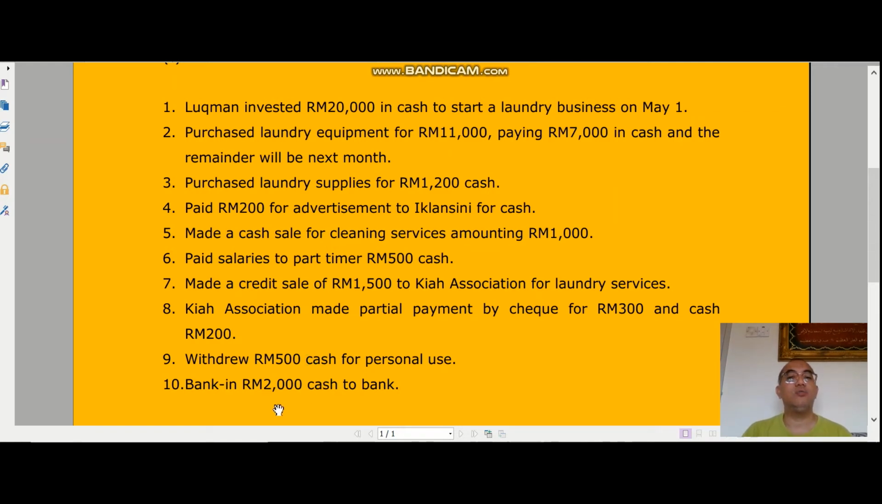And lastly, you bank in 2,000 cash to bank. So you take out some cash from your cash and put it in the bank. So your cash will decrease, your bank will increase. Okay, so after this, we will do the standard accounting equation. I will use the Excel sheet to construct the standard accounting equation. Okay, so let me prepare the Excel sheet for you.